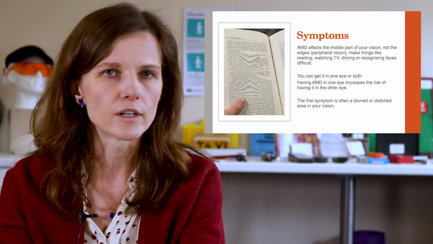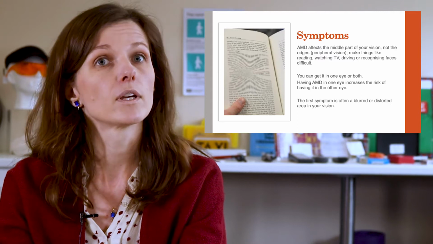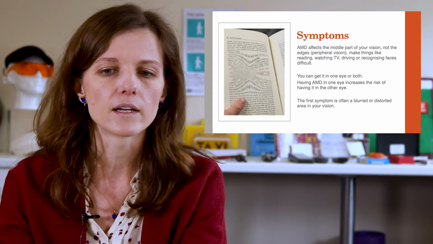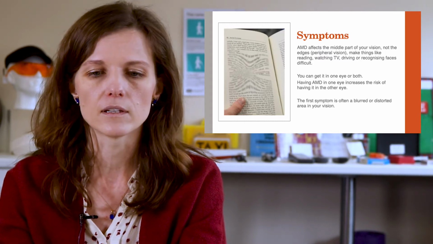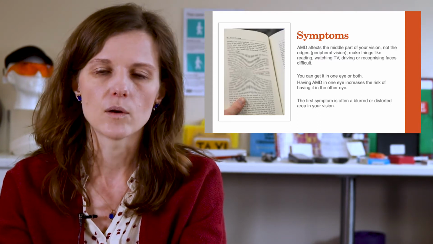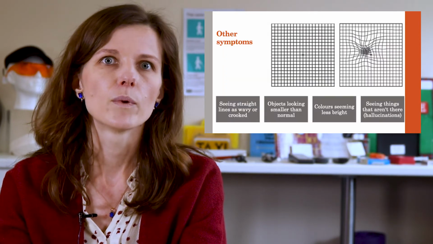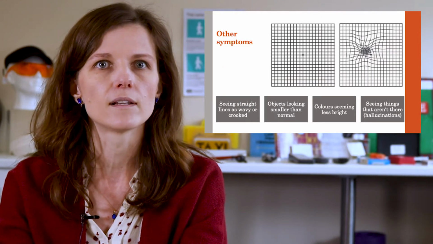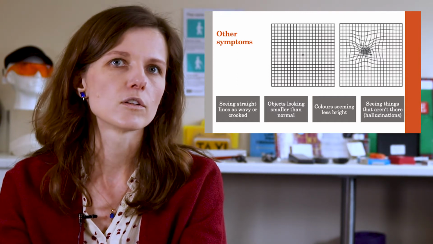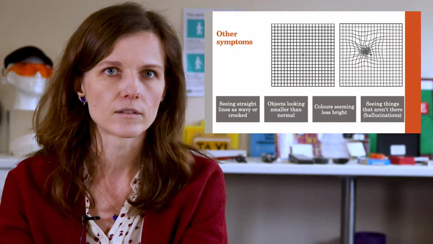As mentioned earlier, AMD affects the middle part of the vision. You can get it in one eye or both eyes, and having AMD in one eye does increase the risk of having it in the other eye. The first symptom is usually a blurred or distorted area in your vision. But it can also cause you to see straight lines as wavy, objects looking smaller than normal, colors seeming more faded, and even seeing things that are not there.